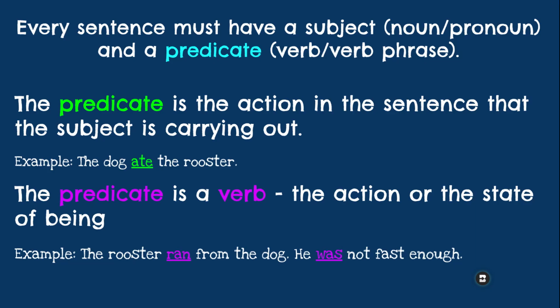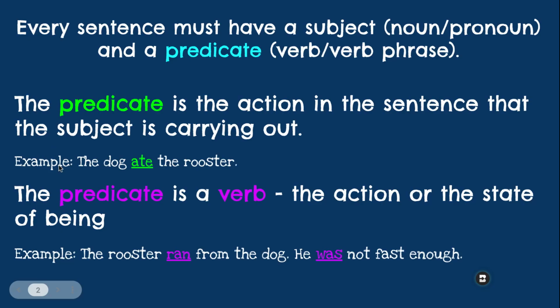Every sentence must have a subject, which is a noun or a pronoun, and a predicate, which is a verb or a verb phrase, in order to be complete. It also needs to be a complete thought. The predicate is the action in the sentence that the subject is carrying out. So think of all of those action words that you might know: jump, run, sleep, eat, smell, sing.